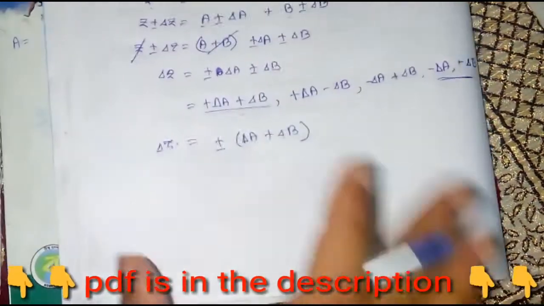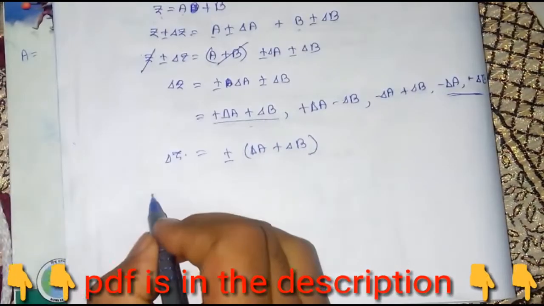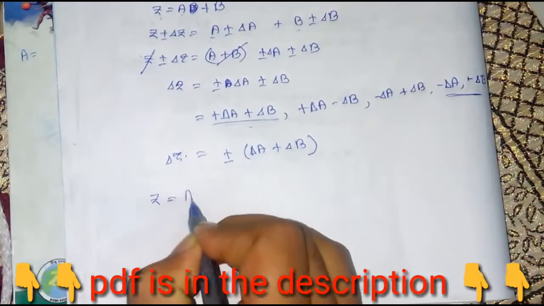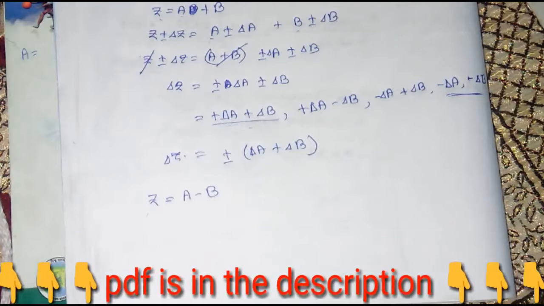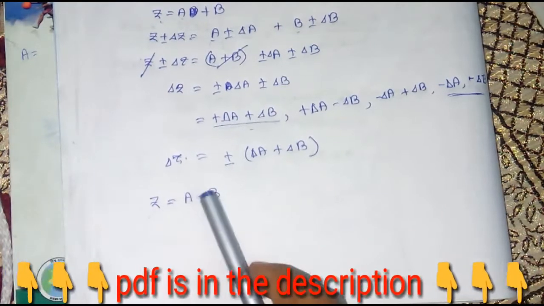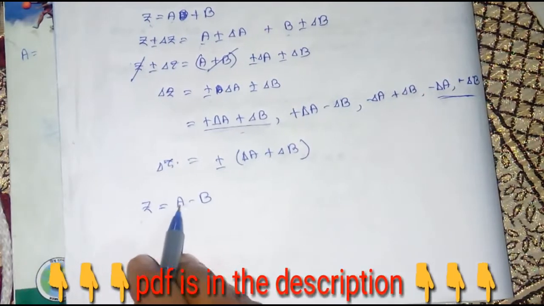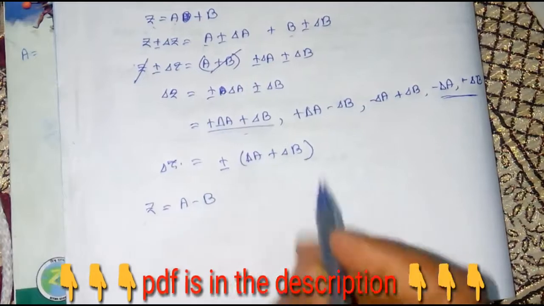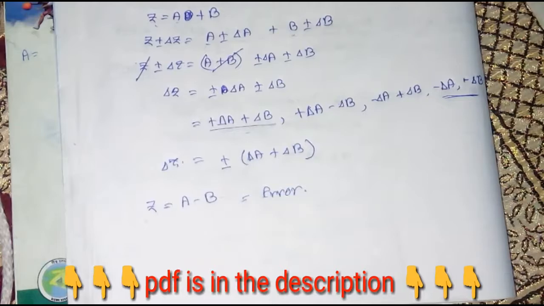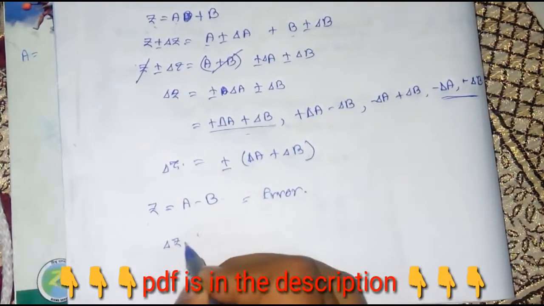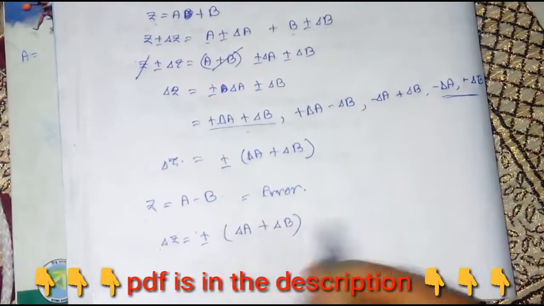So if you calculate this way, you should also calculate for z equals a minus b. You can calculate the error in a minus b. So this will be the same value. So calculate the combination of a and b in terms of error for a minus b, z equals a minus b. Calculate the error. Okay, this is your homework. So the value will be the same, delta z equals plus minus delta a plus delta b. The value will be the same.